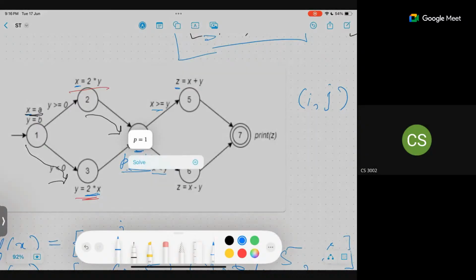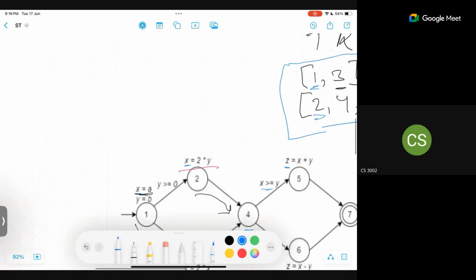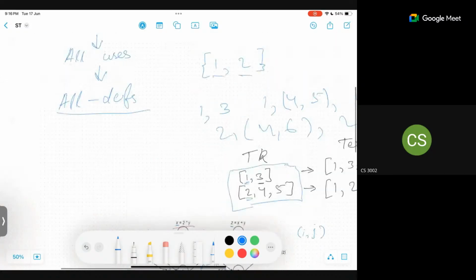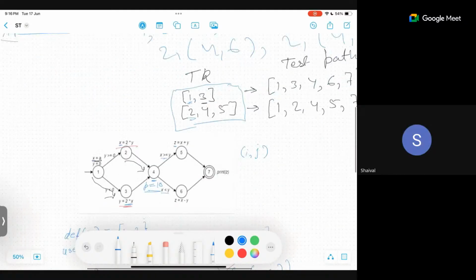It is captured, but it does not make sense to have coverage criteria over something which is only defined and not used, because your DU pairs are not there. Even the definition of a DU path says you have to start at the definition and end at a use. Then only you have a DU path. If there is no use, then you cannot actually cover all DU paths. And if you cannot cover all DU paths, the other criteria you cannot do. It's not possible. Okay, sir.